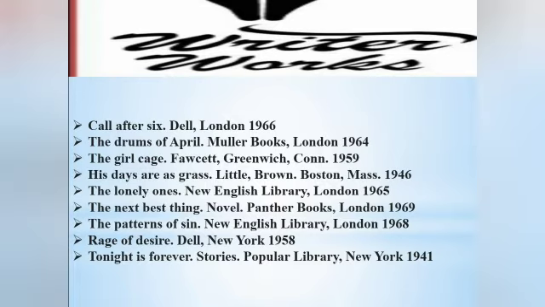The Next Best Thing novel, Panzer Books, London, 1969. The Patterns of Sin, New English Library, London, 1968. Rage of Desire, Dell, New York, 1958. Tonight is Forever Stories, Popular Library, New York, 1941.